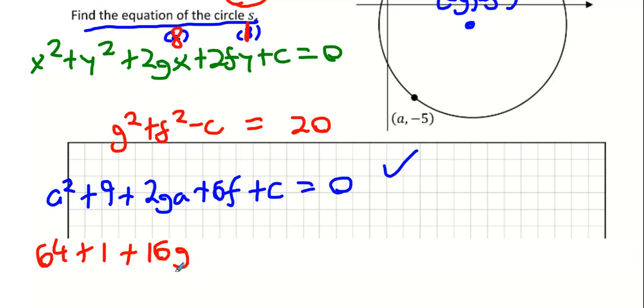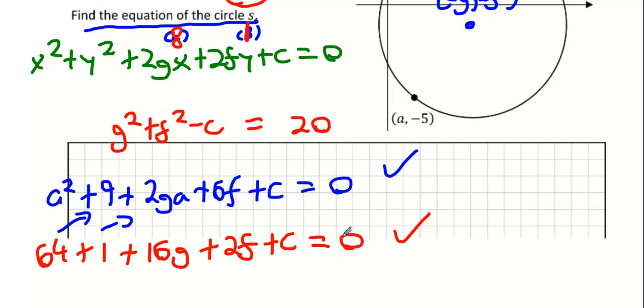16g. Next one. 2f times what? 1 plus c equals. And I'm just going to combine the 64 and the 1 together to get what? 65. And you know, I'll probably bring that over the other side. So is it alright if I just transfer all that onto the other side and call this minus 65? Is that right? Okay.